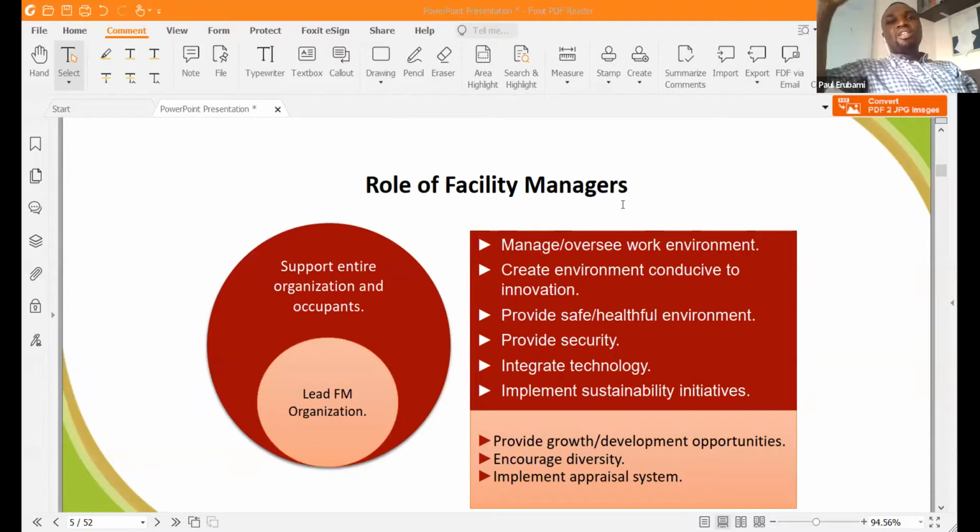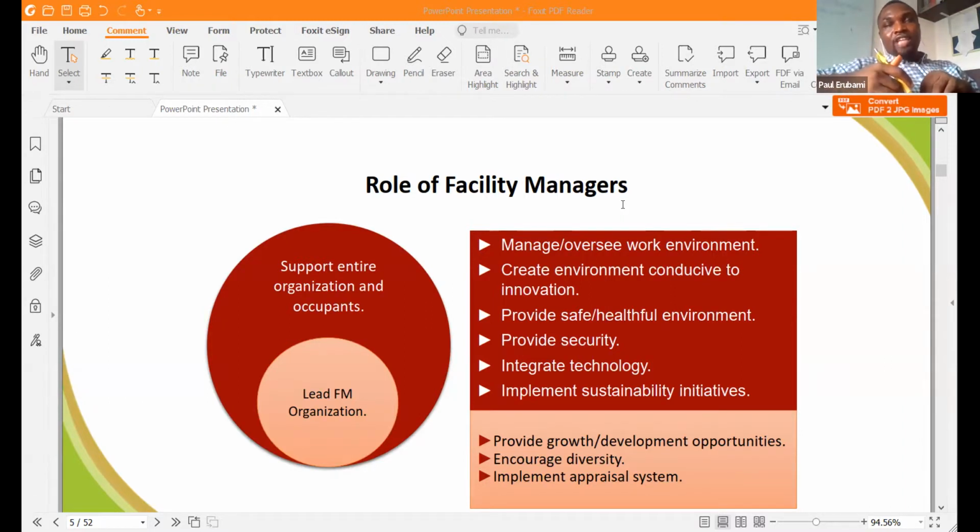And also, finally, as one of your supports to the organization, as a facility manager, you implement what we call a green initiative to reduce our overall carbon footprint, right? Come up with creative ways. You can reduce electricity consumption. You can reduce water consumption by coming up with creative initiatives and the like. Down to the facility manager leading the facility organization.